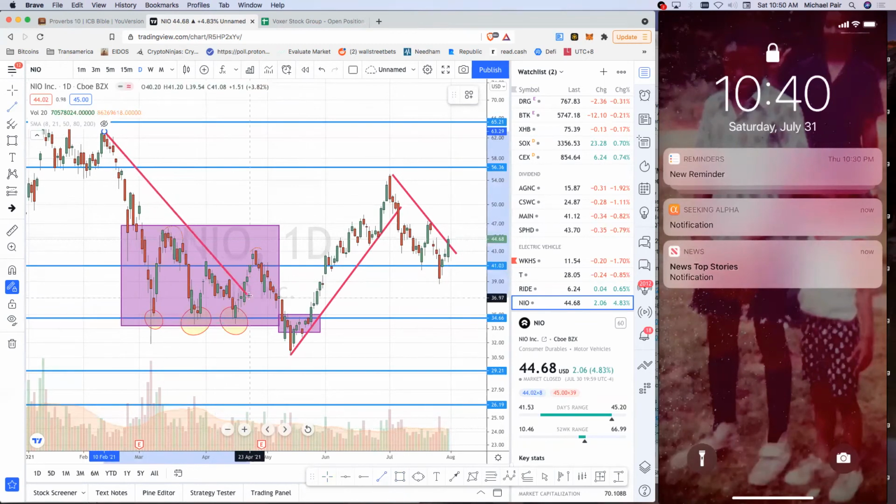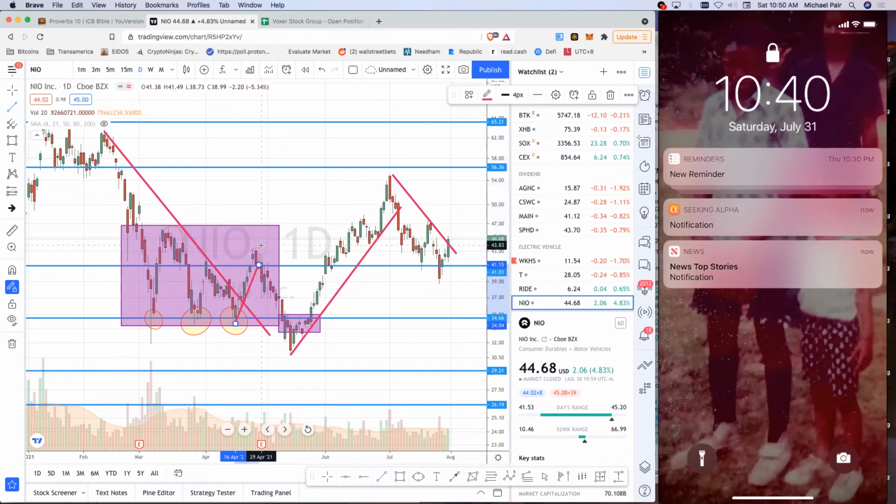Neo is what? Electric cars. Okay. China. All right. So you can see here, it broke that trend. Got a small trend up here. It broke that trend again, came back down. So we got the zigzag up and down.